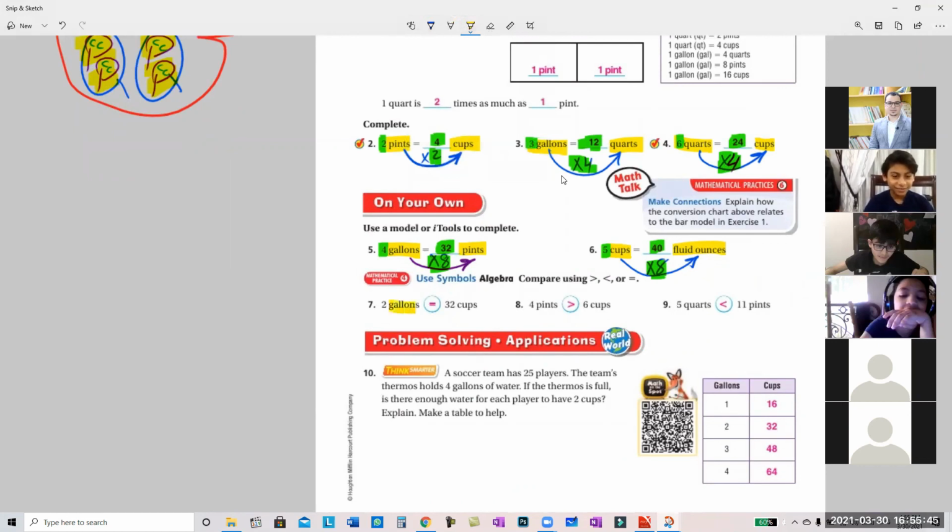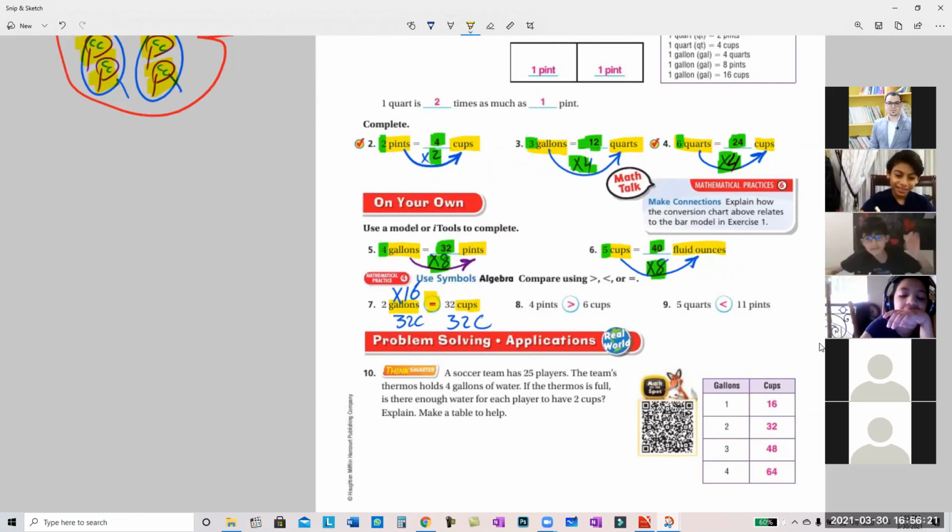So where is the small unit? Gallons or cups? Cups. So let's keep it the same. And how can we convert gallons to cups? How many cups in 1 gallon? 16. Yeah, great. 16. So 2 multiplied by 16 equals what? 32. So we have 32 cups, the same, so they are equal.